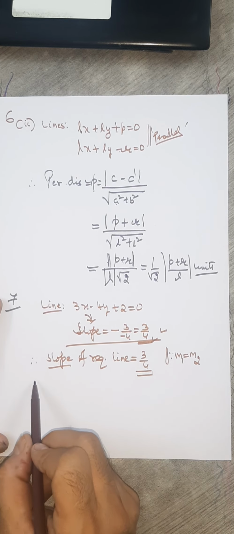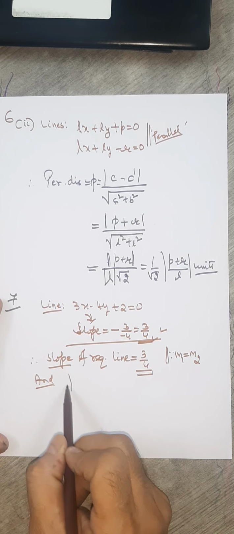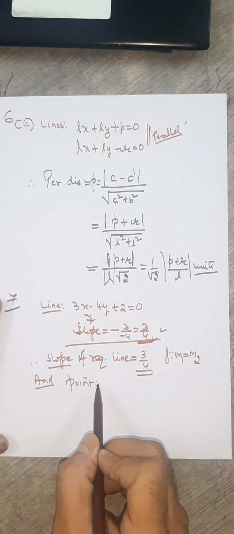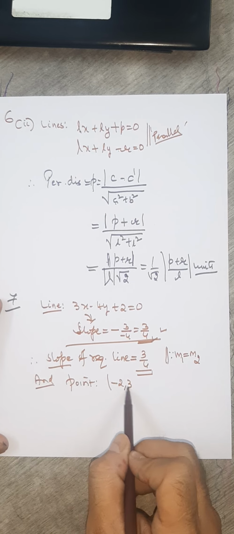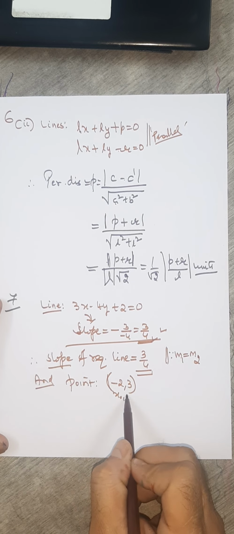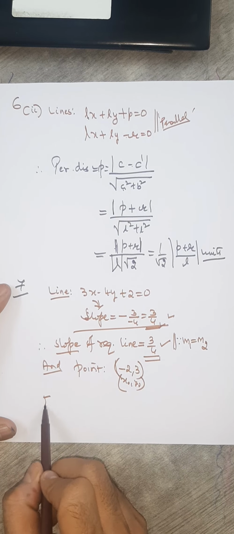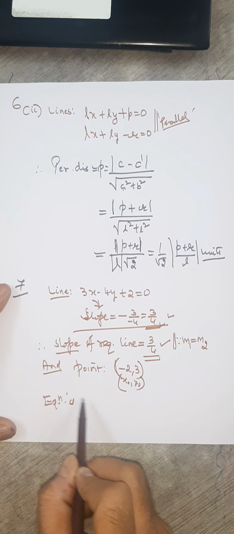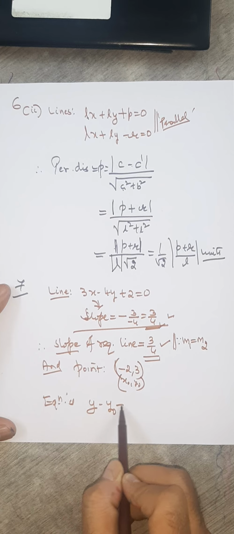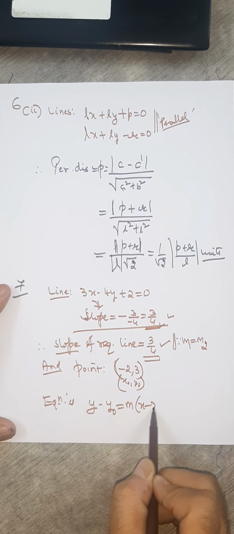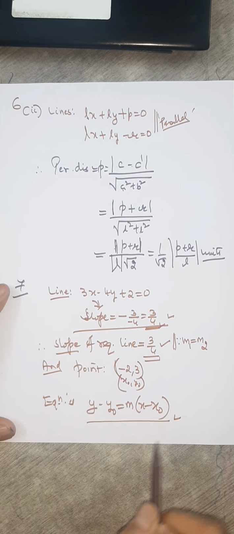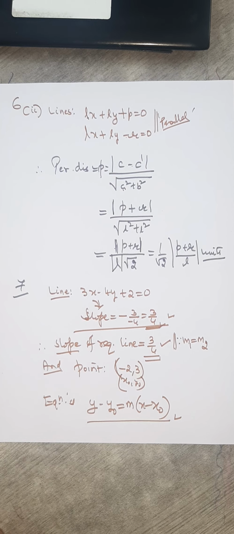Now you have a slope and the point is already given to you. The line passes through which point here? Minus 2 comma 3. So you have the point x0 y0, you have a slope, and therefore the equation you can do now. Equation is y minus y0 equals slope into x minus x0. Just use this, you can get the equation. Let's go to one more question here.